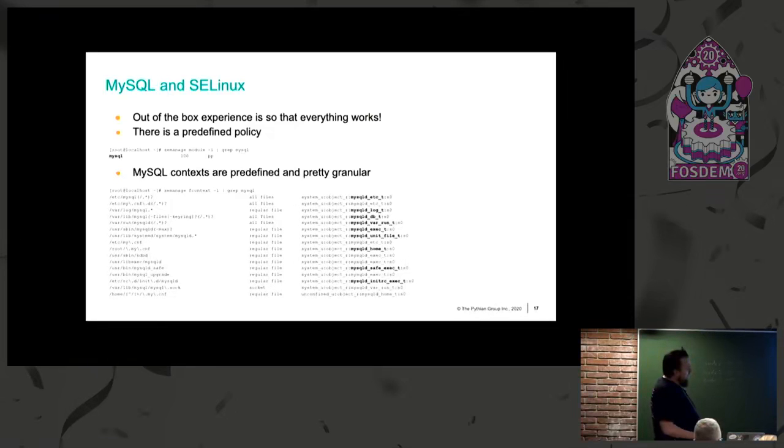You have a lot of different types that are defined for different locations. So in the /etc/mysql, it's mysql_etc_t. Then you have the log directory, and the data directory has its own. The mysqld process has its own context and everything. So it's very granularly defined, and you can then start playing with it.